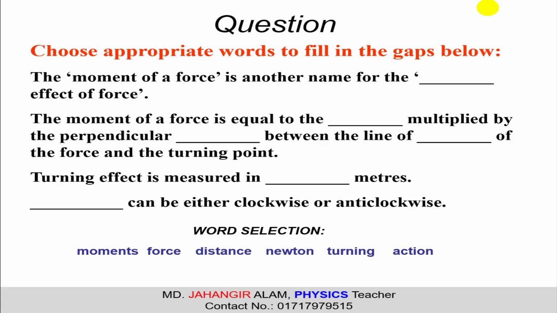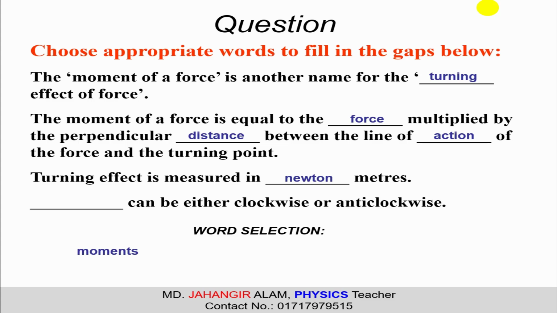Now choose appropriate words to fill in the gaps below. The moment of a force is another name for the turning effect of force. The moment of a force is equal to force multiplied by the perpendicular distance between the line of action of force and turning point. Turning effect is measured in Newton meter. Moment can be either clockwise or anti-clockwise.